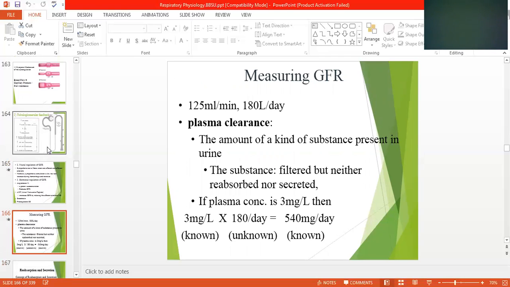Measuring GFR: 125 ml per minute, 180 liters per day. Plasma clearance: the amount of a substance present in the urine. The substance is filtered but neither reabsorbed nor secreted. If plasma concentration is 3 mg per liter, then 3 mg per liter times 180 liters per day is equal to 540 mg per day. Known, unknown, and known.